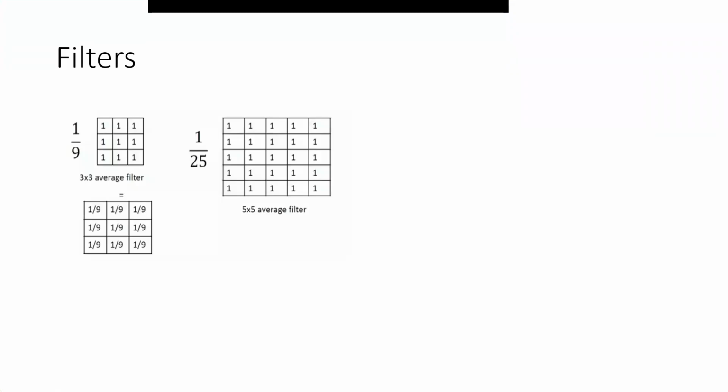Hello friends. So in our previous session, we had studied different terminologies which we use while defining a convolution neural network architecture. One of the important features is the filter. So how do we define the filter size?